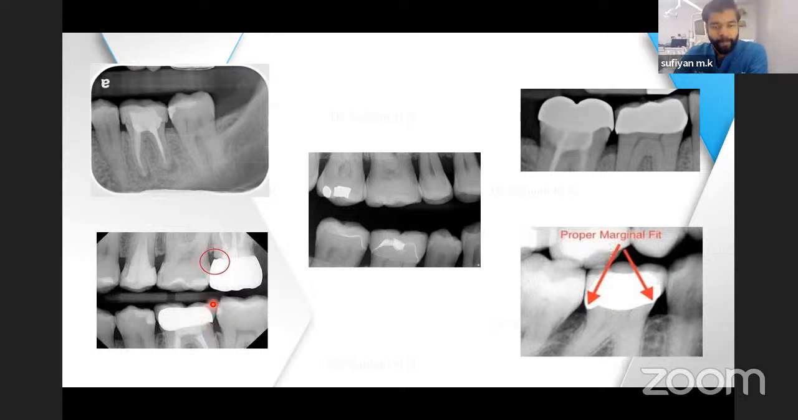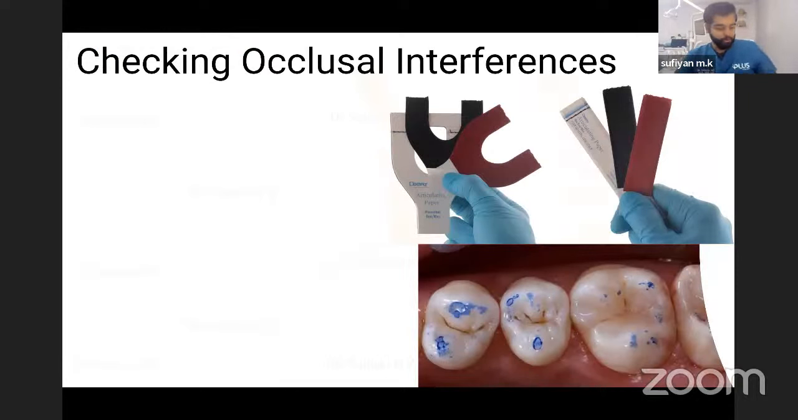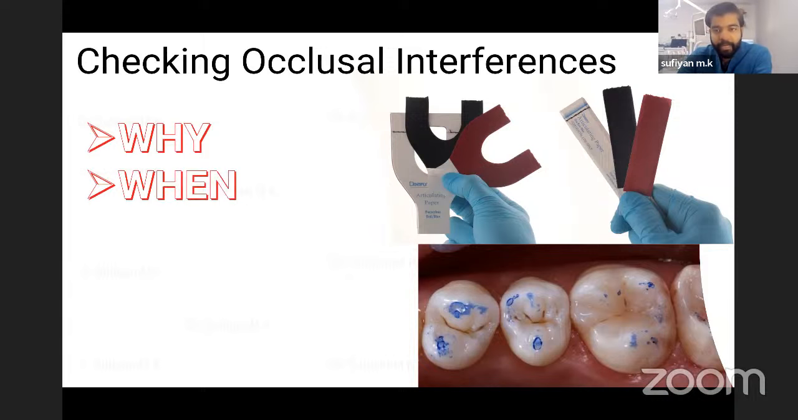So make sure during the trying phase, before you cement, do a try-in, take a radiograph, and then check all these points. Okay. So in this course of webinar, you have now learned why to check occlusal points, when to check, and how to check the occlusal points.